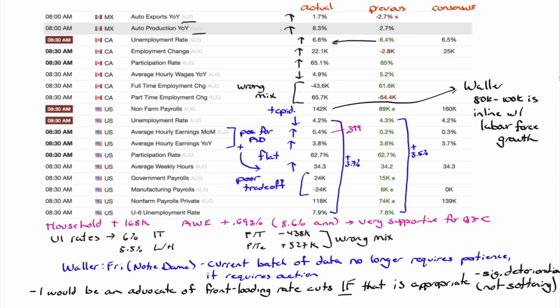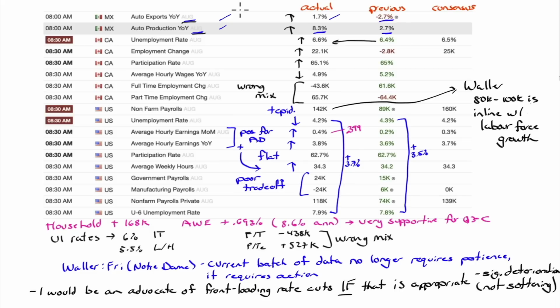Okay, let's get into Friday, the really interesting day. 8 a.m. out of Mexico, auto exports year over year for August, and auto production year over year for August. Look at exports, up 1.7%, previous reading was negative 2.7. And auto production up 8.3%, previous reading was 2.7. That is good for Mexico.